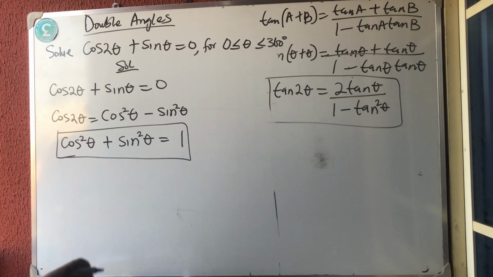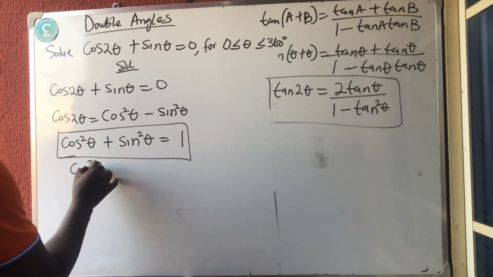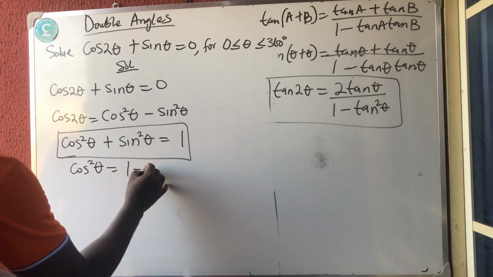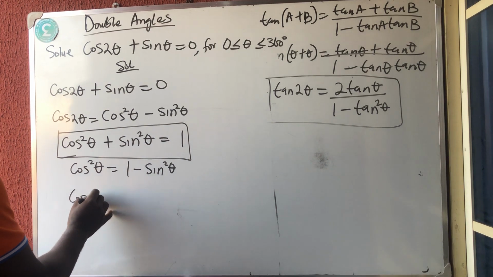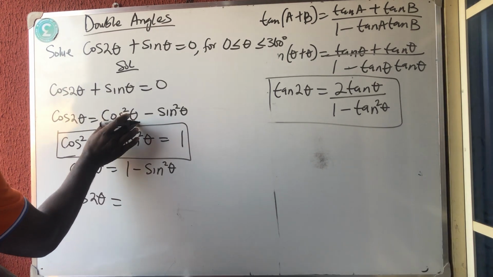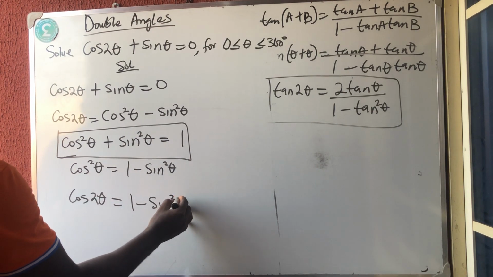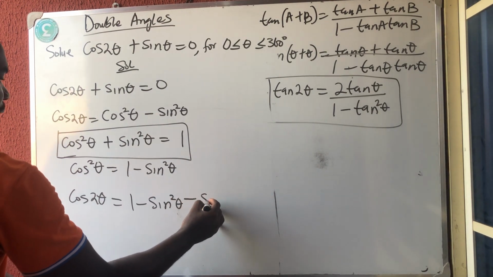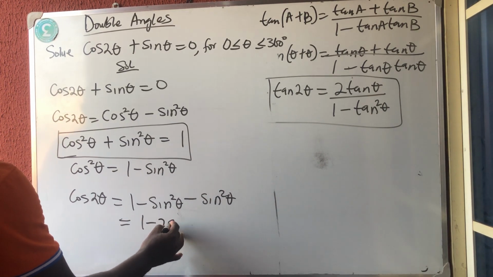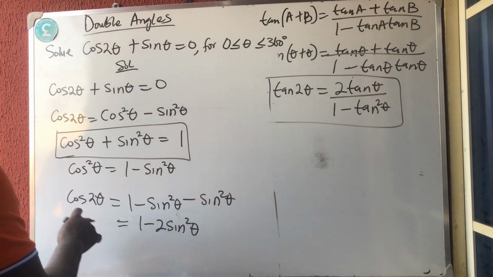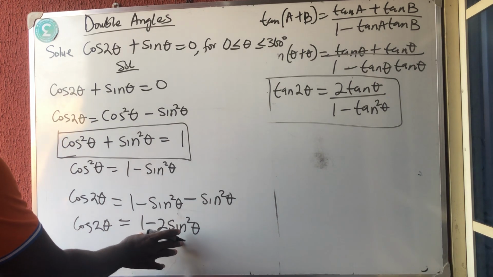Okay, so I don't want to have anything in cos, so let me make cos square the subject from here. Cos square theta is equal to 1 minus sine square theta. I know that cos 2 theta is equal to, instead of cos square theta, I will now put 1 minus sine square theta, then another minus sine square theta. So what do I have now? 1 minus 2 sine square theta. That is the meaning of cos 2 theta, because I want everything to be in sine.